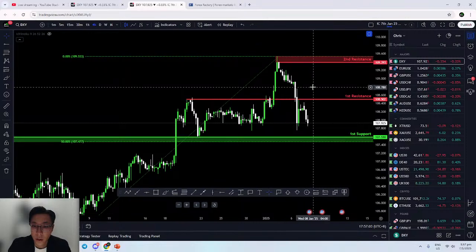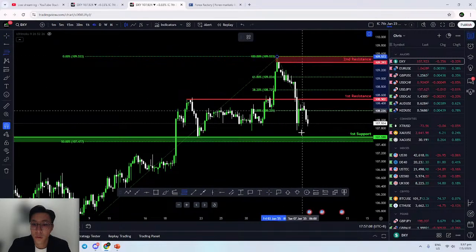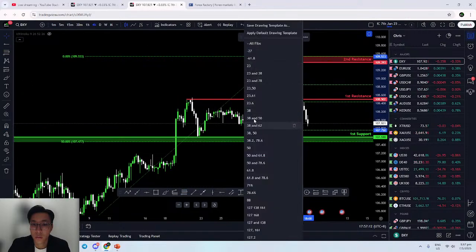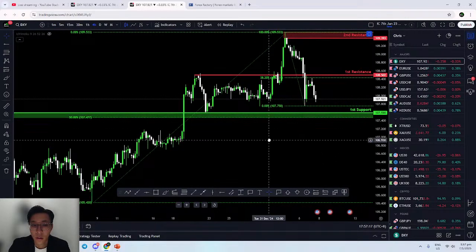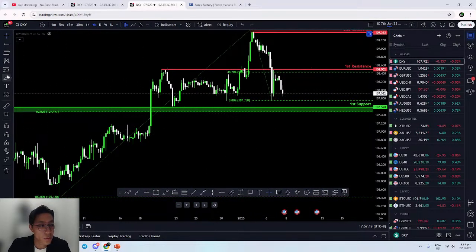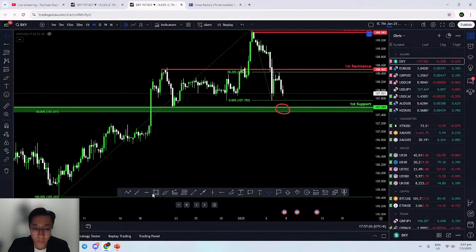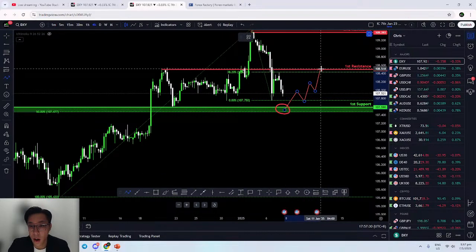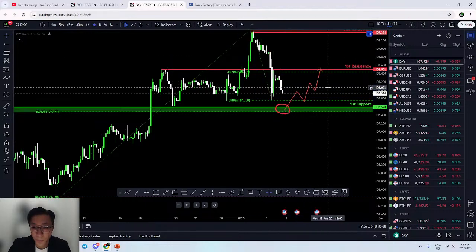Okay, this is fine. Let's see. This is 38.2. Okay, first support. So we are aiming for DXY to come down to this first support, and then we will have a bounce upwards. This is what we are projecting. Ideally this is what we want.